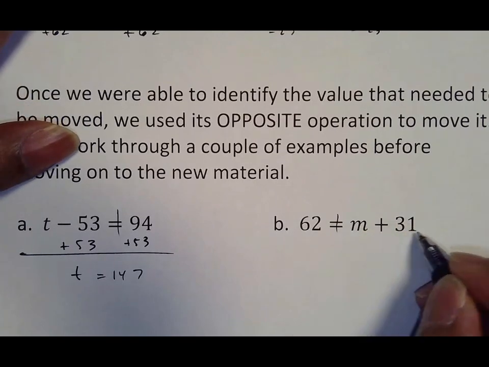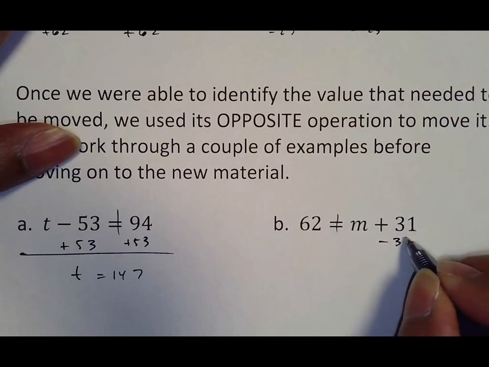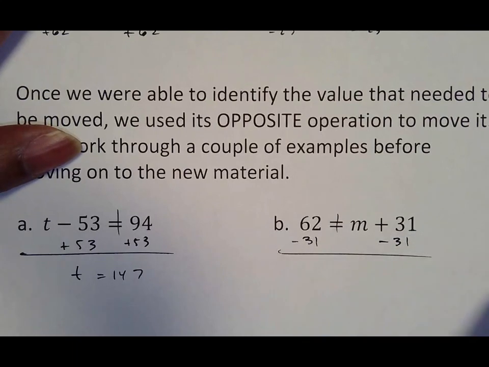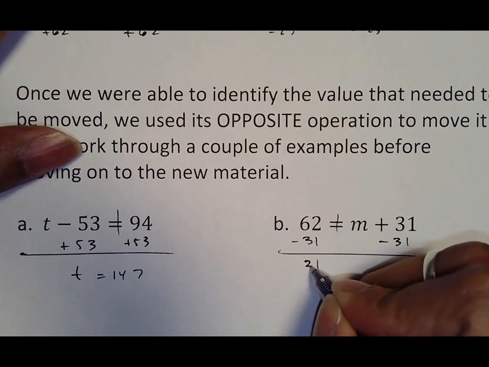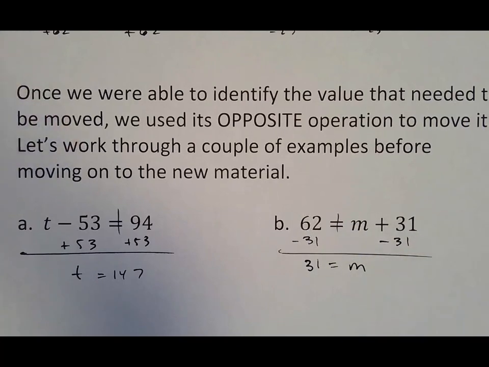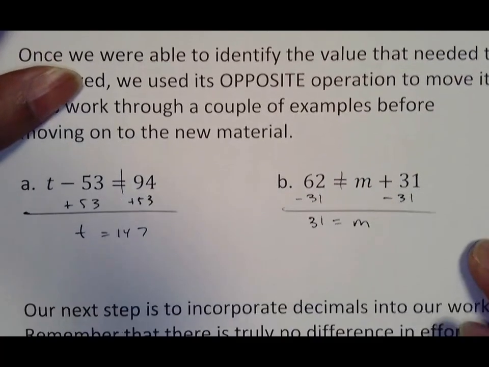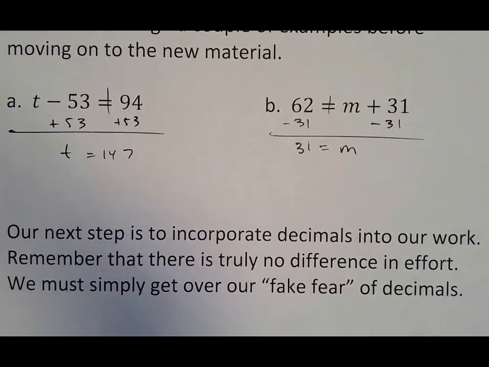Here, 31 is with m, that's a plus 31, so I will move it by subtracting 31. 2 minus 1 is 1, 6 minus 3 is 3, and there is your answer. So that's what we did yesterday. Our next step is to incorporate decimals, but remember that there's truly no difference in effort.